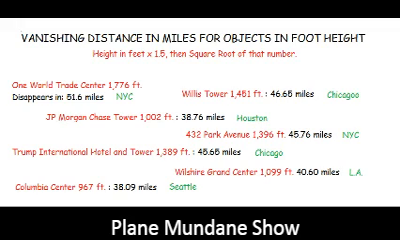Wilshire Grand Center, 1,099 feet. This is in Los Angeles. Multiply that number times 1.5, hit your square root key, you get 40.6 miles, and it's gone under the horizon. Columbia Center in Seattle, 967 feet tall times 1.5, hit your square root key, you're going to get 38.09 miles, and it's gone over the horizon.